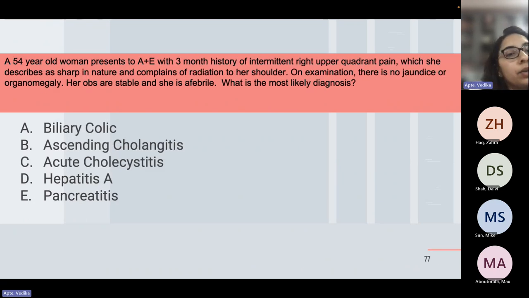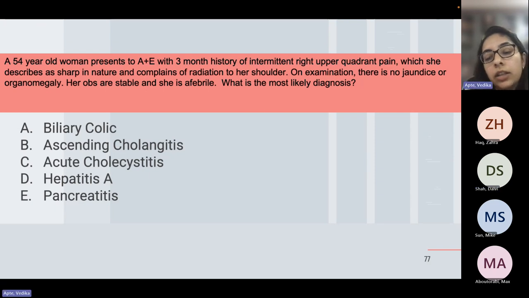Okay, a 54-year-old woman presents to A&E with a 3-month history of intermittent right upper quadrant pain, which she describes as sharp in nature, and complains of radiation to her shoulder. On examination, there is no jaundice or organomegaly. Her obs are stable and she is afebrile. What is the most likely diagnosis?